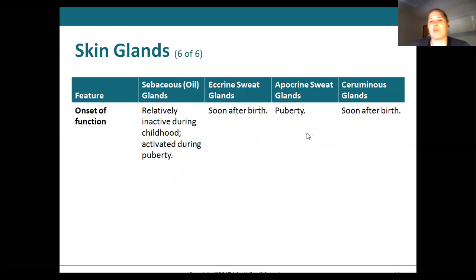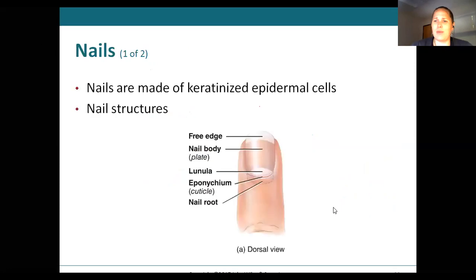And then ceruminous glands are also active soon after birth, as I can attest to because my kid produces a lot of earwax. It's weird. Not a lot, but just enough to be like, huh, didn't realize babies had earwax like that.